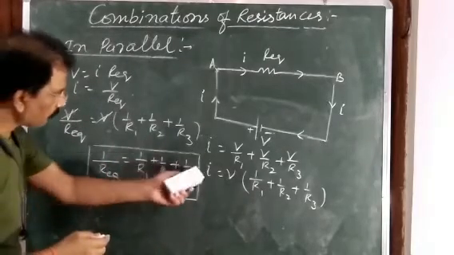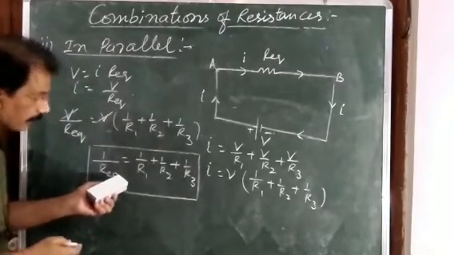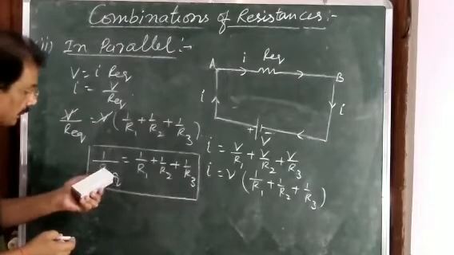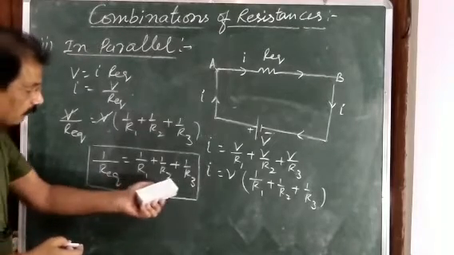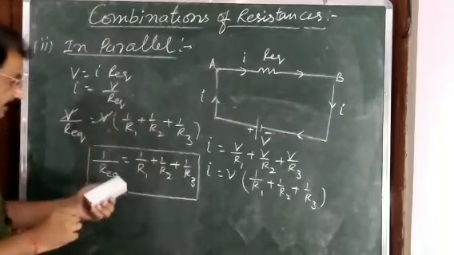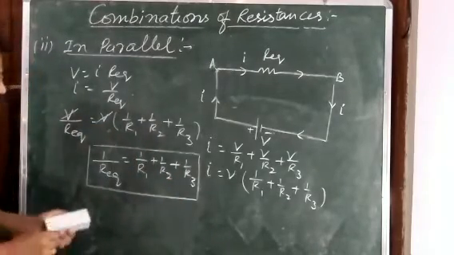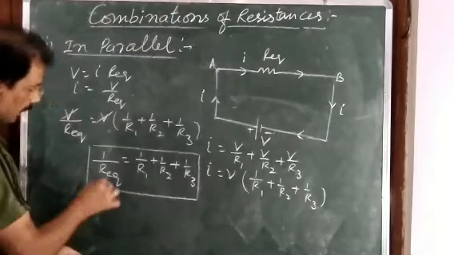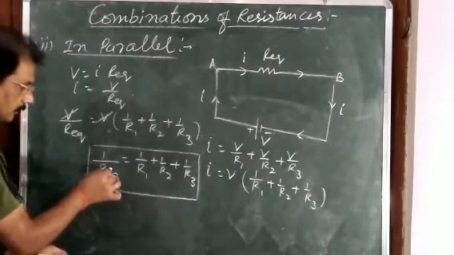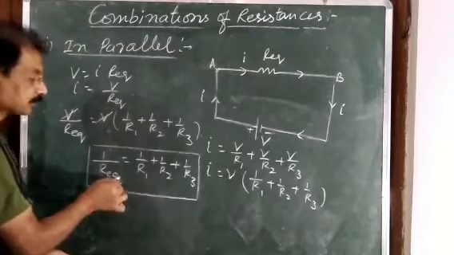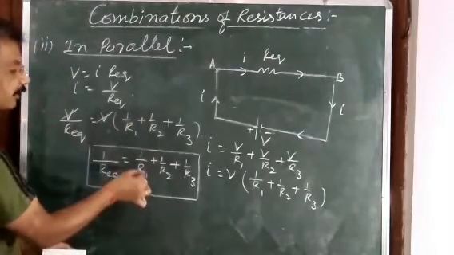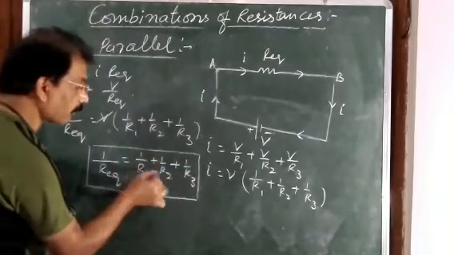By using this formula, you can calculate 1 upon R equivalent. So finally, for finding the R equivalent, whatever value you get, you will take the reverse of it. So from here, you can calculate the R equivalent in parallel combination. And dear student, always remember this. In parallel combination, the equivalent resistance becomes smaller than the smallest resistance in that combination.